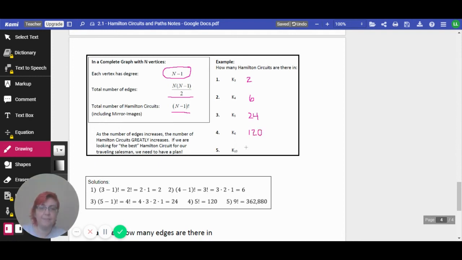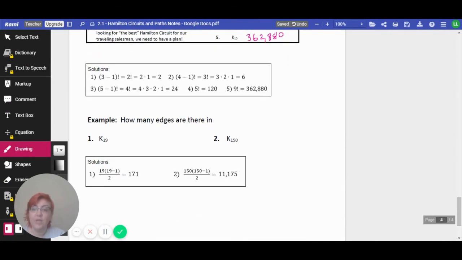And then we skip up to a K10. All right, 10 minus 1 is 9. So we could do 9 factorial, or 9 times 8 times 7 times 6 times 5 times 4 times 3 times 2 times 1. And we're going to get 362,880. That's a lot of Hamilton circuits. All right.